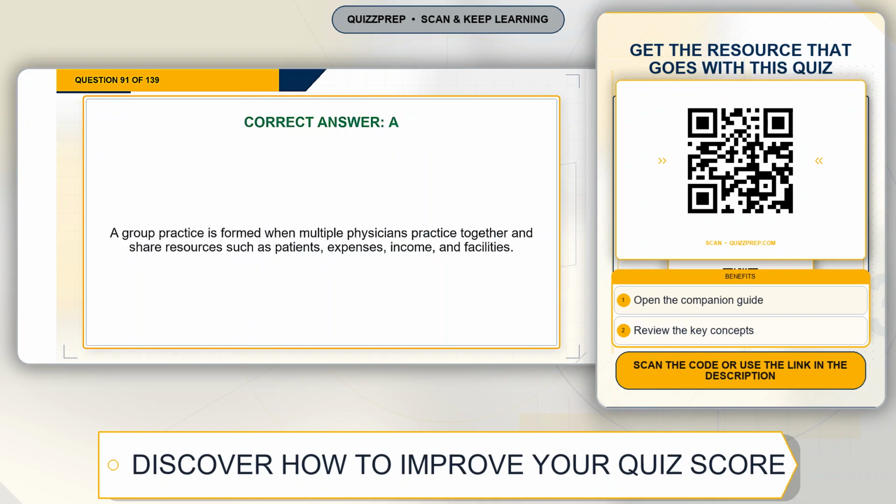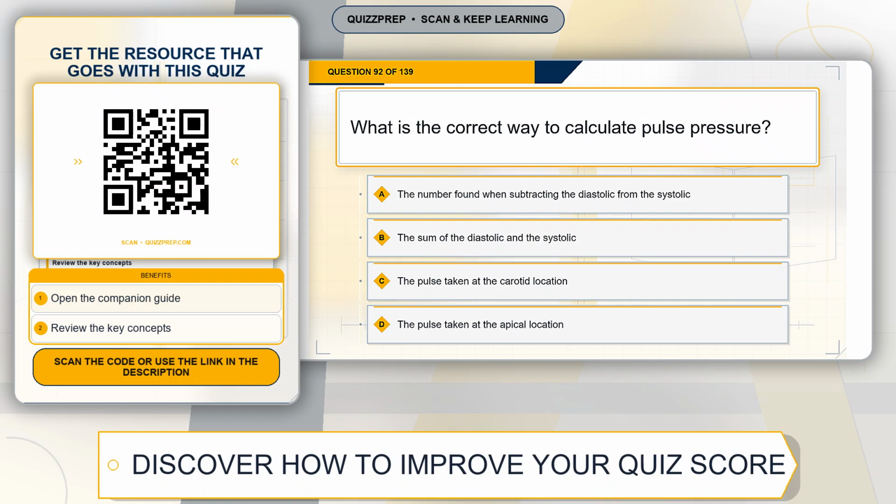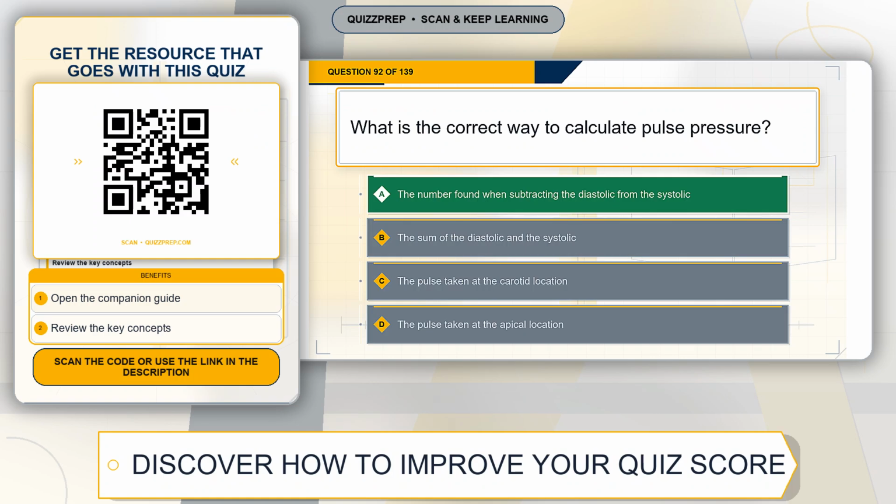Explanation. A group practice is formed when multiple physicians practice together and share resources such as patients, expenses, income, and facilities. Question 92. What is the correct way to calculate pulse pressure? Option A, the number found when subtracting the diastolic from the systolic. Option B, the sum of the diastolic and the systolic. Option C, the pulse taken at the carotid location. Option D, the pulse taken at the apical location. The correct answer is option A, the number found when subtracting the diastolic from the systolic.